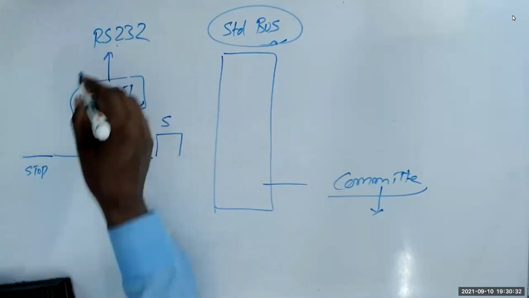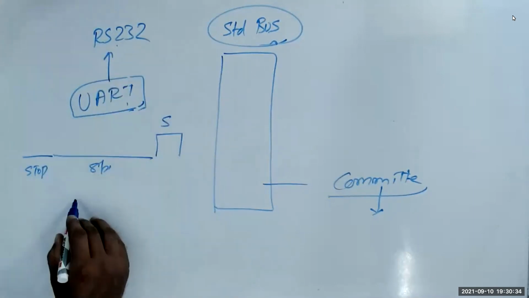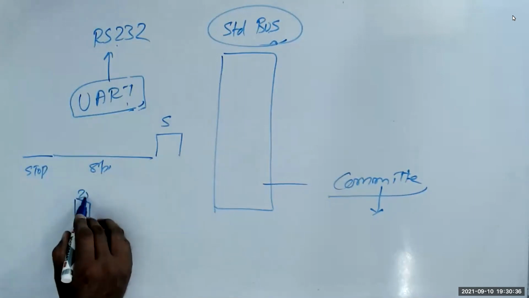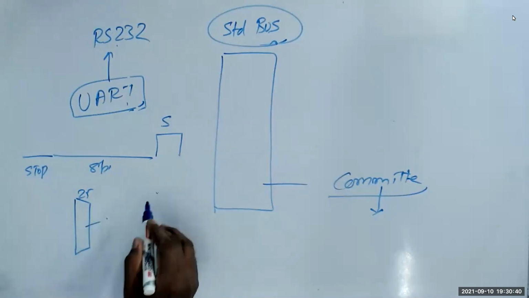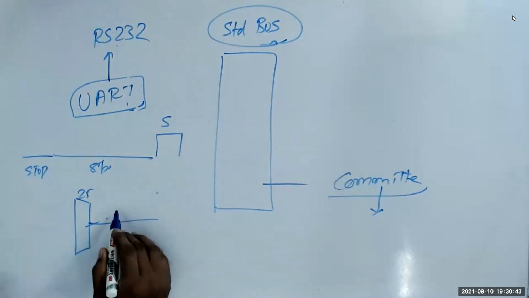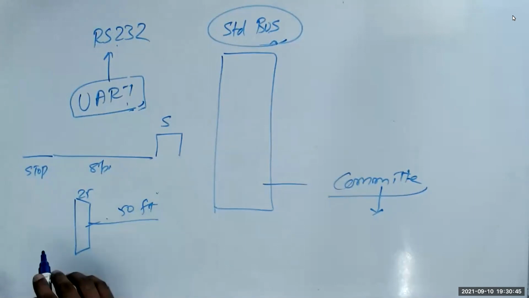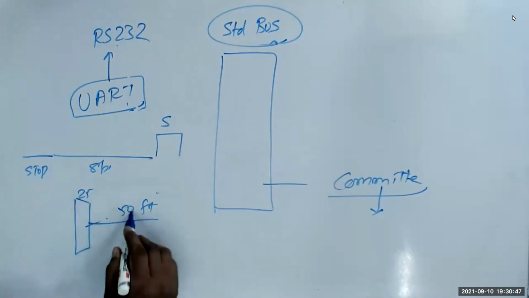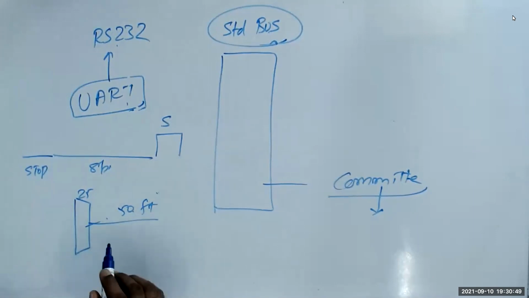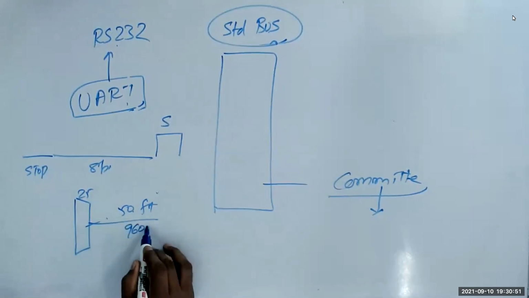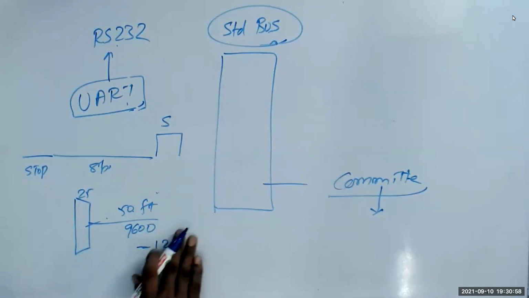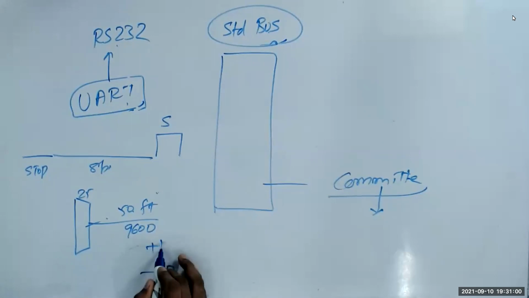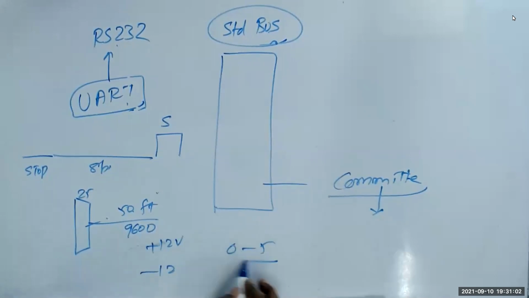RS-232 was originally a 25 pin connector. How many pins? 25 pins. One side is male, the other side is female. It goes a maximum of 50 feet, and goes up to 9,600 baud initially. Understand? Then it works from minus 12 volts to plus 12 volts, not 0 and 5. That is RS-232.